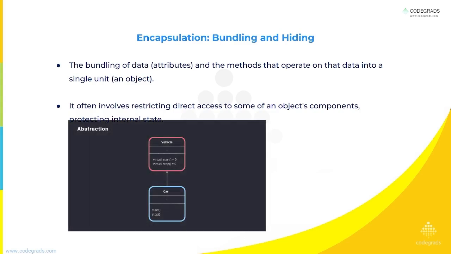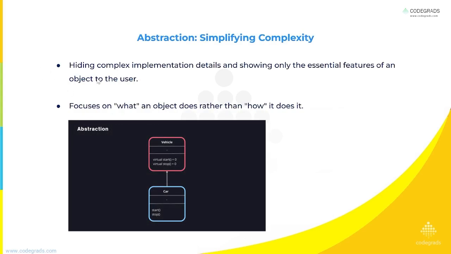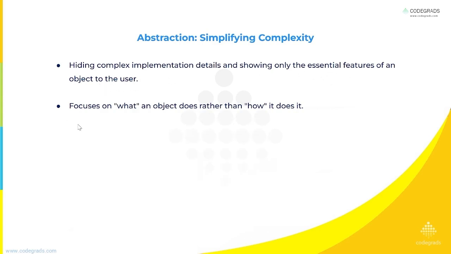Now next is abstraction, that is simplifying complexity: hiding complex implementation details and showing only the essential features of an object to the user. It focuses on what an object does rather than how it does it. So we can say it is the concept of hiding complex logic and showing only what is required. Users interact with a simple interface while the internal logic is hidden. For example, a TV remote: without knowing how the TV works inside, we can use the remote and see the output. That is the best example.